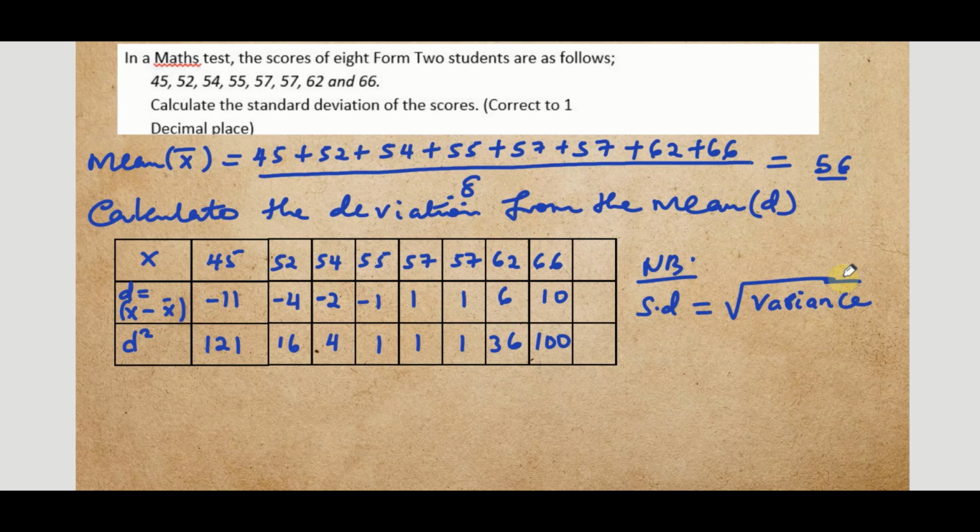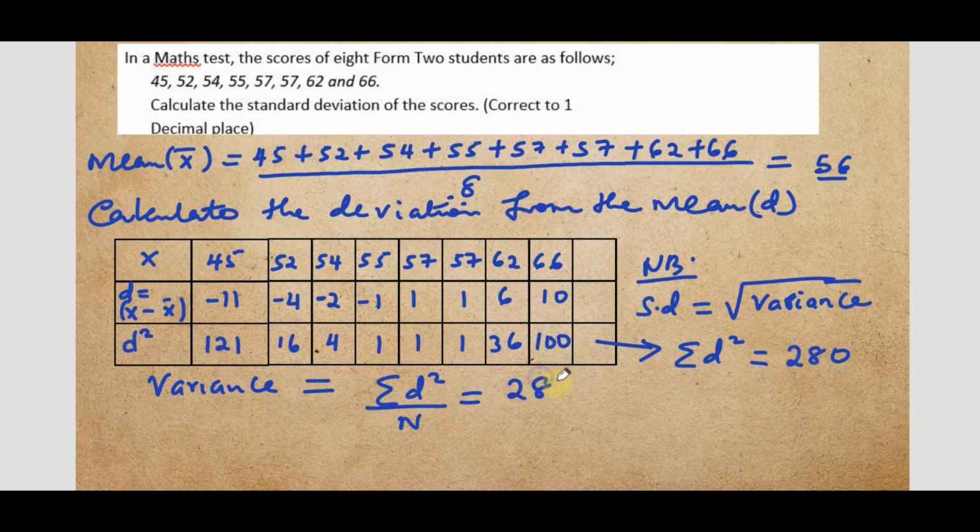So we have to calculate the variance, which is obtained by the summation of deviation squared divided by n. When you add all these values, 121 all through to 100, you obtain 280. So this will be 280 divided by 8 students, which gives us 35. So that is the variance.